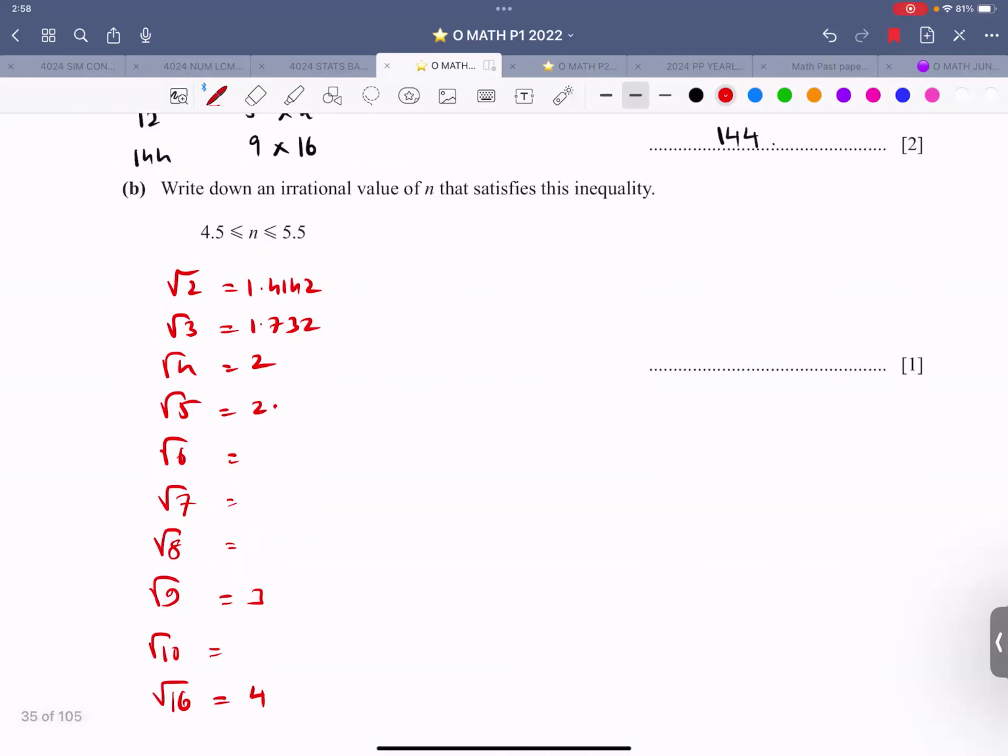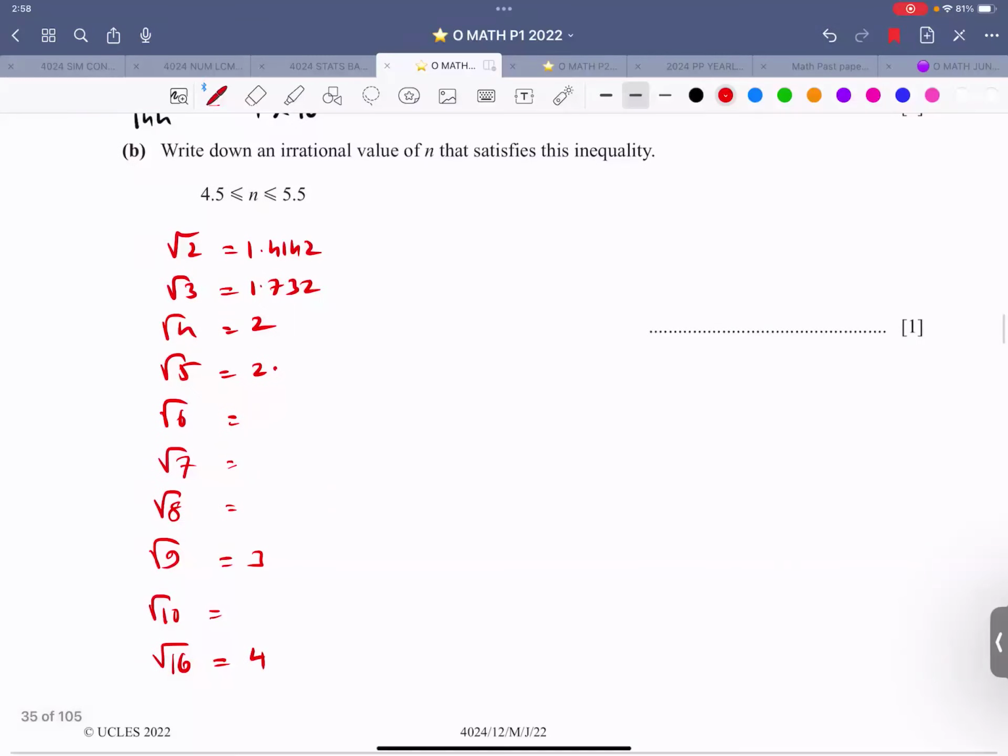So it has to lie between 4.5 and 5.5. That means square root of 25 is 5. Square root of 16 is 4. And I'm looking somewhere between 4.5 and 5.5. So I think the best is to choose square root of 24, because that would be a little bit less than 5, and that would fall in this category. So write down an irrational value of n. So I'll write square root of 24.